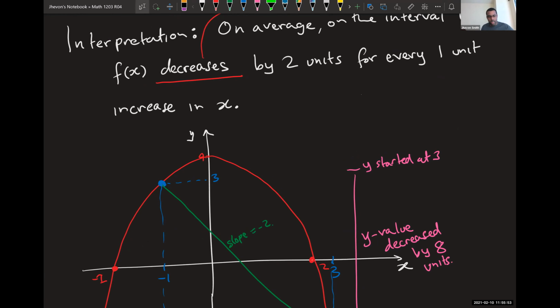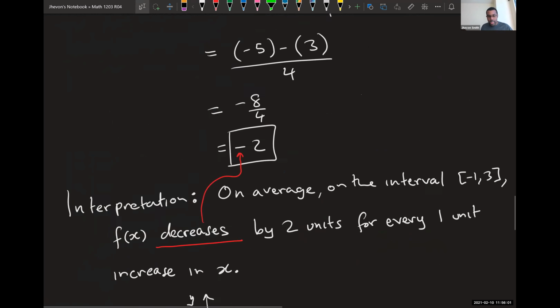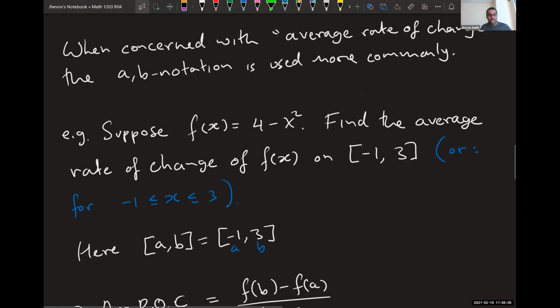We get what I'm saying? Okay. Yes. So that's average rate of change. And how you compute it? You basically take the slope between the 2 points, right? That's the formula.